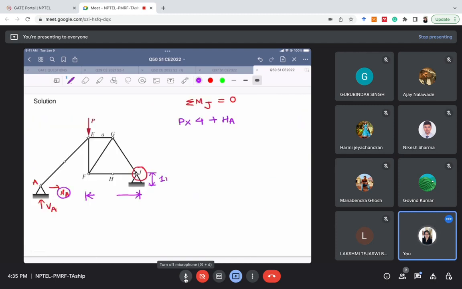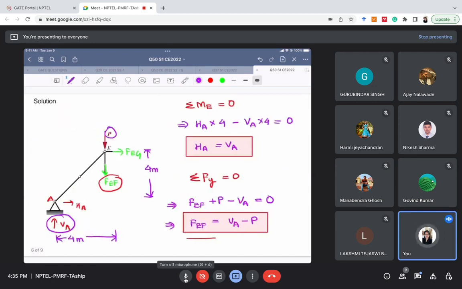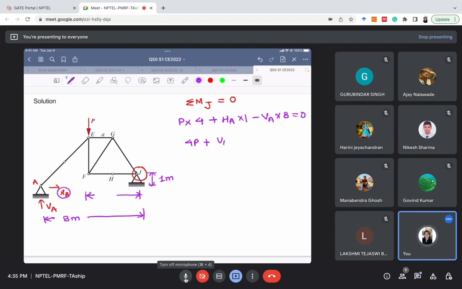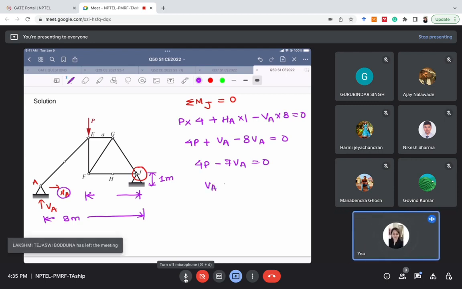So this is 1 meter. So HA into 1 meter minus VA into the distance between VA and J, which is 8 meter, equal to 0. Now 4P plus H. From this we have found out that HA equal to VA. So we'll replace HA by VA: VA minus 8VA equal to 0. So 4P minus 7VA equal to 0, and VA equal to 4 by 7P.